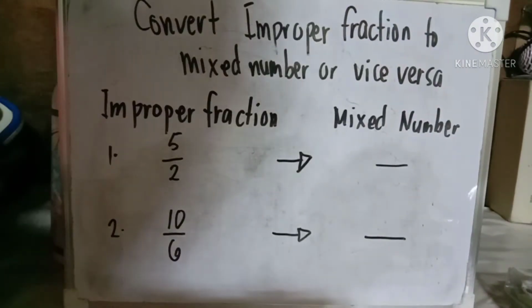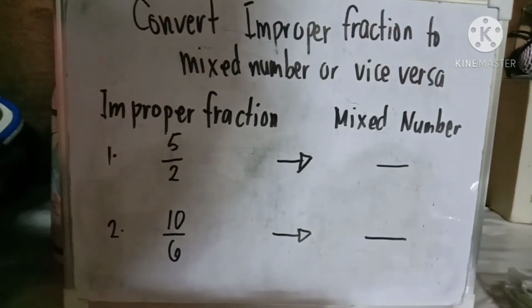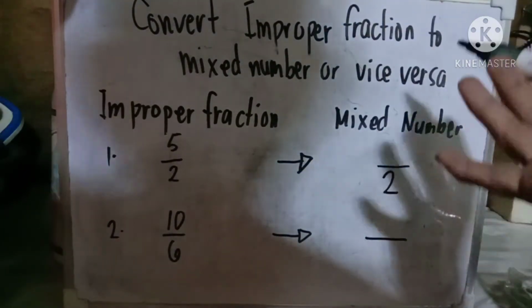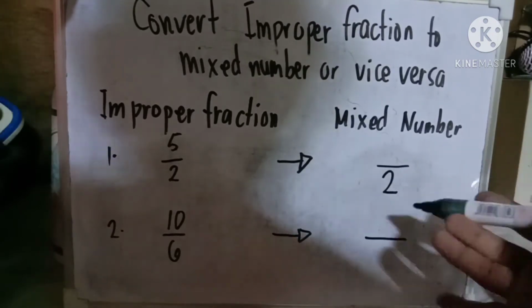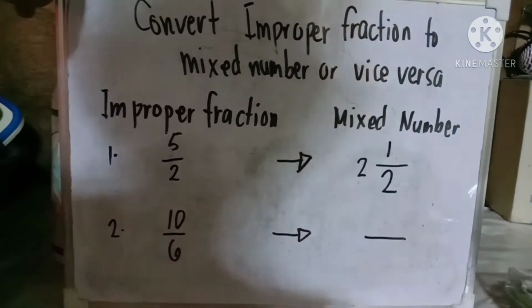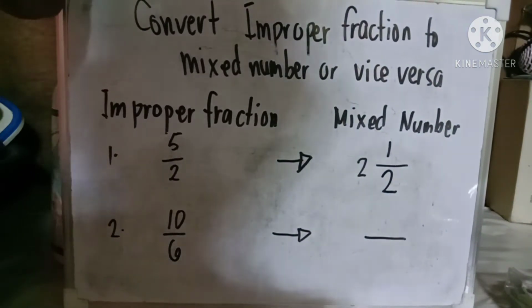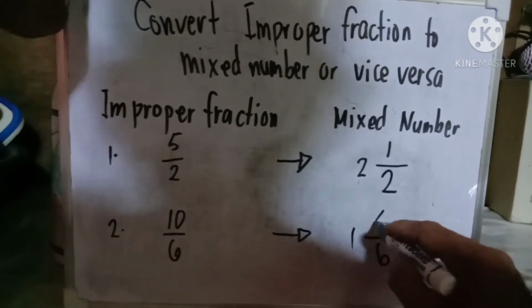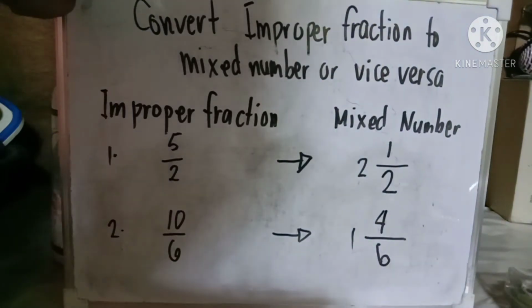Children, another example, 5 halves and 10/6. First, we try to convert improper fraction to mixed number. 5 halves: you can copy the denominator, then find the number that is less than the numerator number. I think that is 2 because you need to multiply this. 2 times 2 becomes 4, then add 1. So therefore 5 halves becomes 2 and 1 half. Then number 2, 10/6. You can copy the denominator, then multiply the whole number. I think 1, then plus 4. Therefore 10/6 converts to mixed number 1 and 4/6.